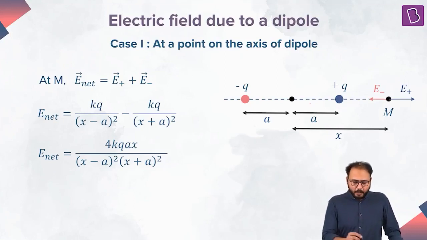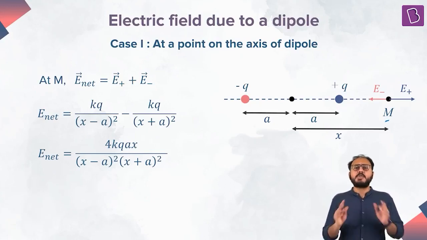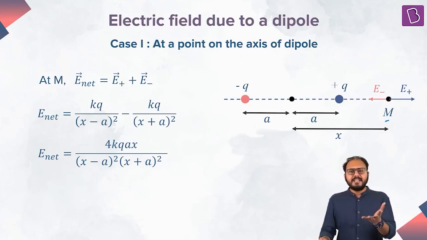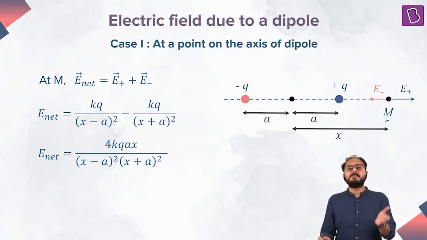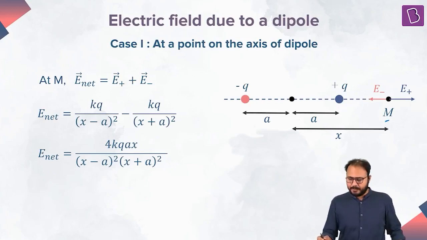Let's say I take a point M on the axis of the dipole where the agenda is to find the value of the field. On paper, it's the simplest possible application of the superposition principle. Find the electric field due to the positive charge, find the electric field due to the negative charge, and add them vectorially. And that is precisely what I have done.